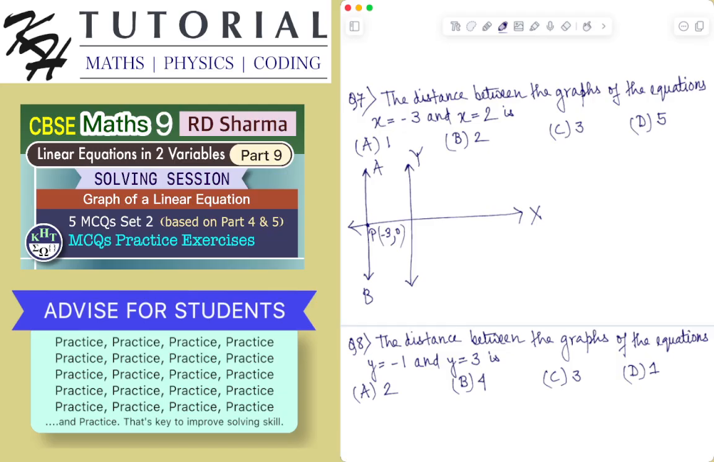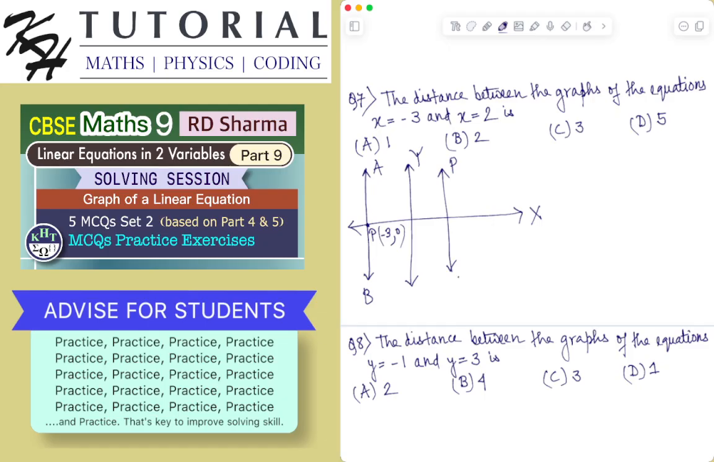Okay, what will be the graph of the line of the equation x equals 2? Definitely the graph will be a line parallel to the y-axis, but to the right-hand side of the y-axis and at a distance 2. Remember, the line x equals -3 is at a distance 3 from the y-axis. So the line x equals 2 will be like this line or graph.